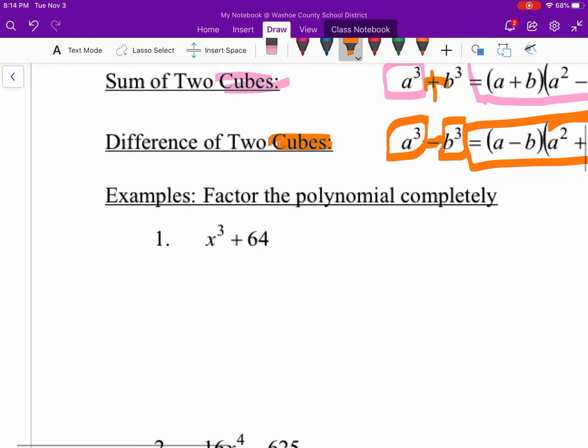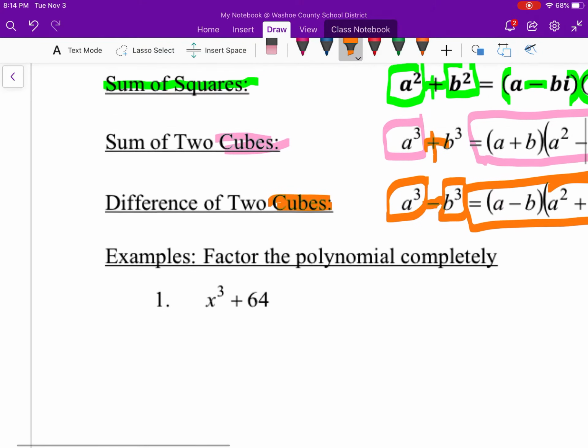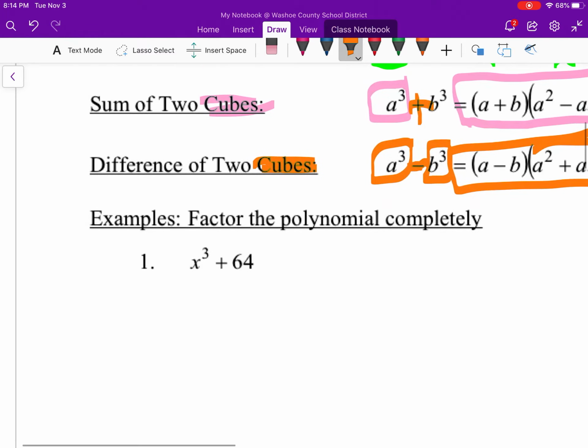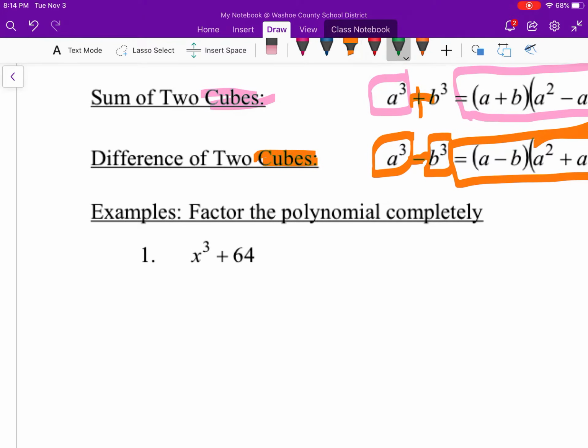The first example we have is x cubed plus 64. So the first thing you want to do when you get to a problem is identify, okay, what kind of special factoring is this? My first hint here is that this is a cube, so I'm obviously not going to use either difference of squares or sum of squares. I'm going to be using sum because it's plus. That means sum of cubes.